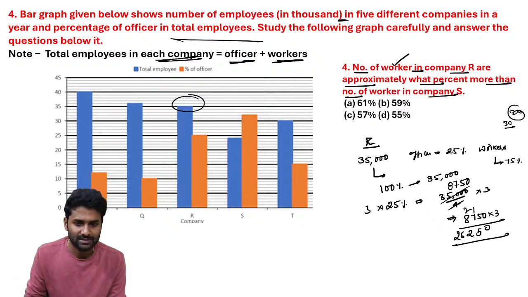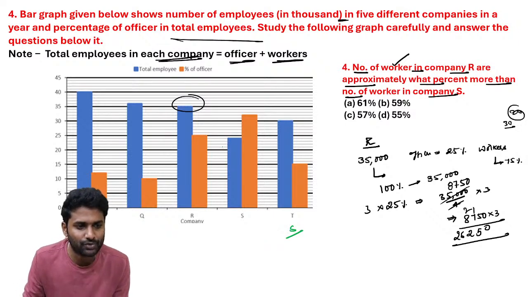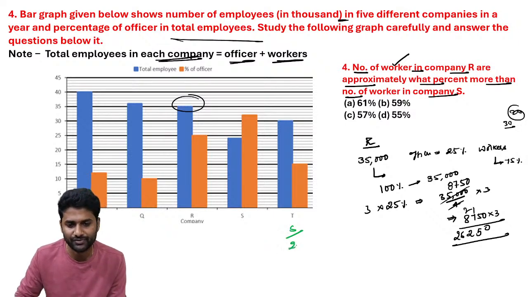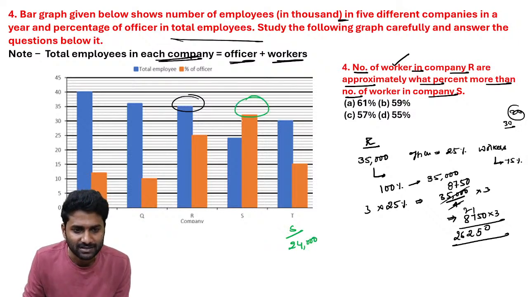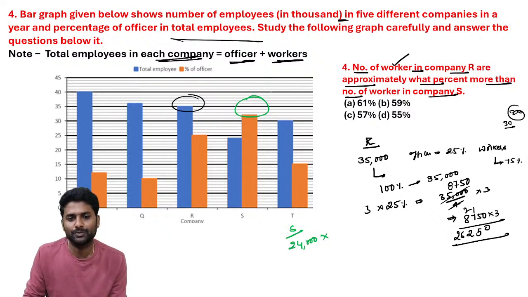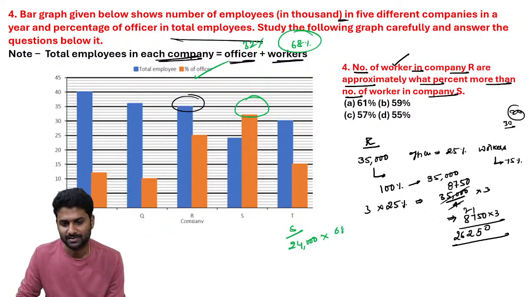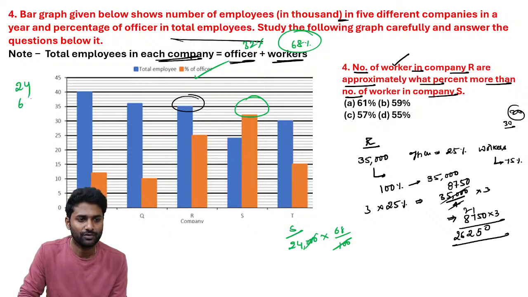Let's go for the other data. Let's find company S. S's total number of people: 20 to 25, each line is 1 unit, so S is 24,000. And here all about the percentage, see 30, 31 and 32. So 32 percent is officers, and the remaining 68 percent are workers. So 68 by 100, just cancel it here. Just multiply 24 with 68. Be faster in the calculation.